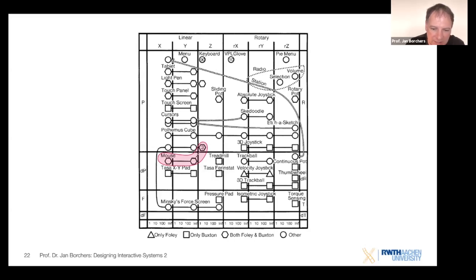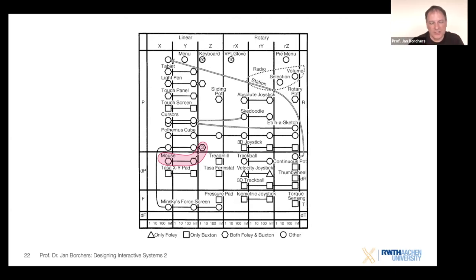And the last one is the most exotic one. This is really weird, sort of the underworld of input devices. These are devices that would not detect absolute force level at any time, but that would detect only a change in force. But as you can see, when Card and his colleagues came up with the design space, there was no input device that fell into that area.